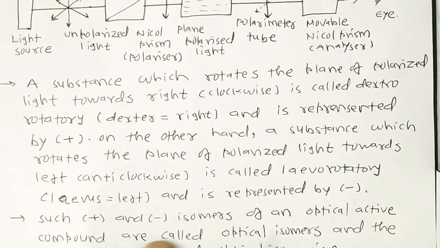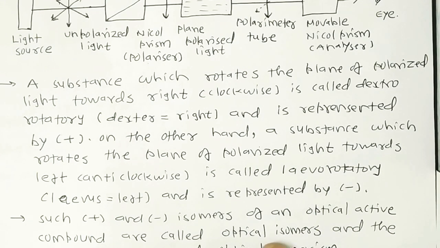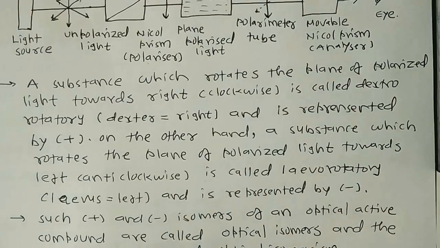Such plus and minus isomers of an optically active compound are called optical isomers, and the phenomenon is called optical isomerism.